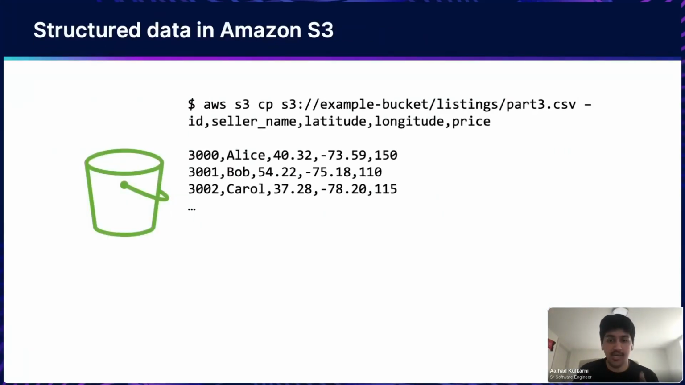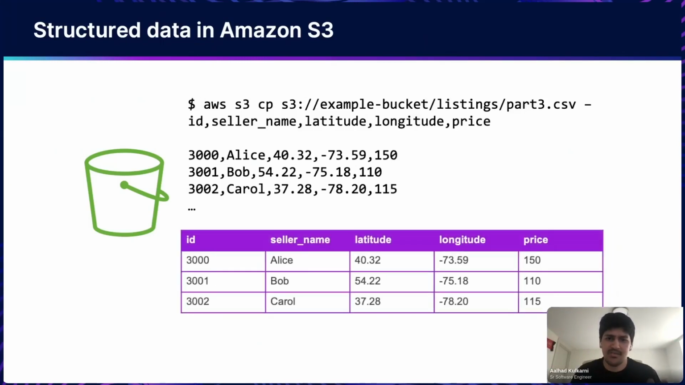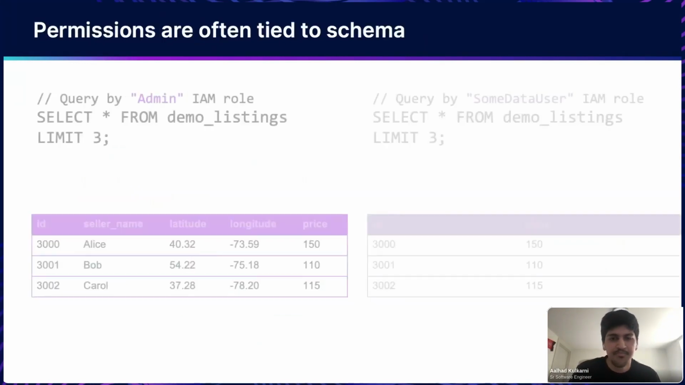So let's take a quick example. Let's say I have a CSV file here in S3. There's just some listings. There's a seller, there's an ID, there's a location, latitude, longitude, and then there's a price of the item. So something very similar to a row and column based table, pretty simple SQL interface. But it's a CSV file that's stored in S3. S3 does not know what the content is.